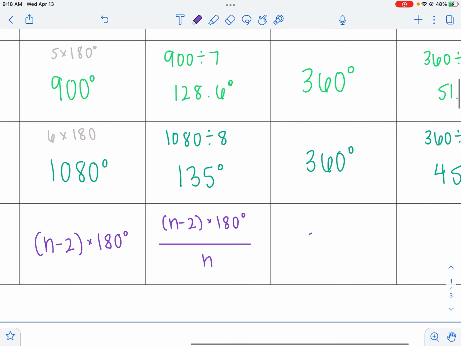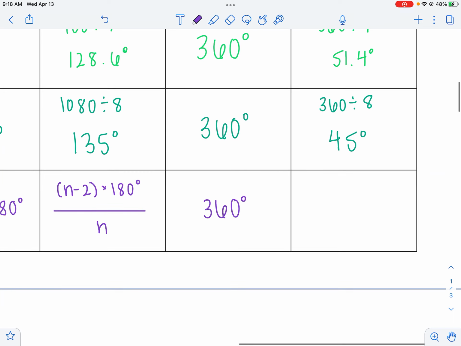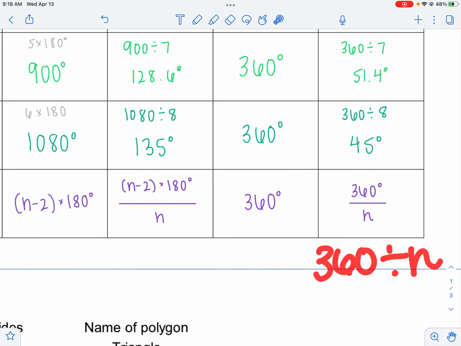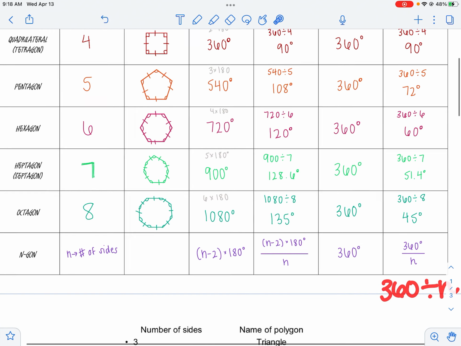Exterior is always going to be 360. And then to find one exterior, I would do 360 divided by n. Remember that big bar just means divided by. If you wanted to write it this way, you could. 360 divided by n, same concept.